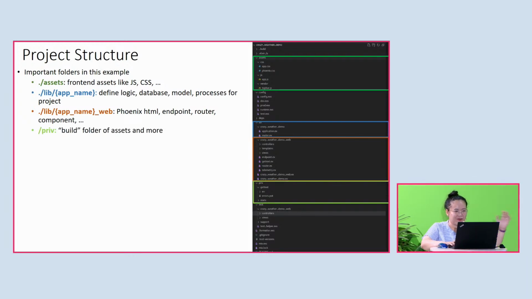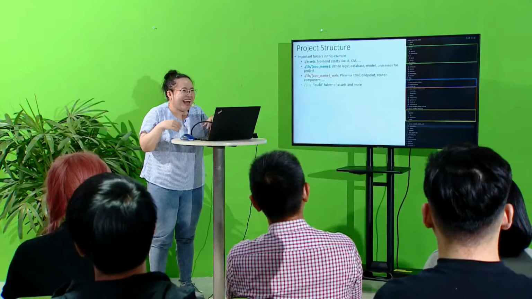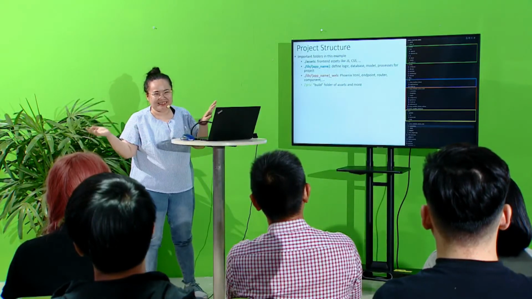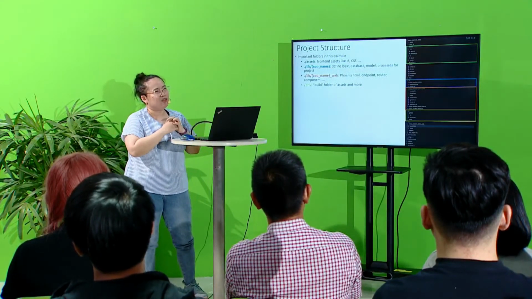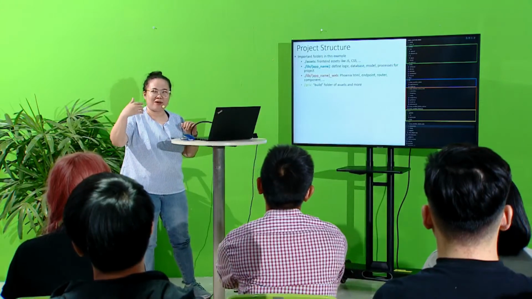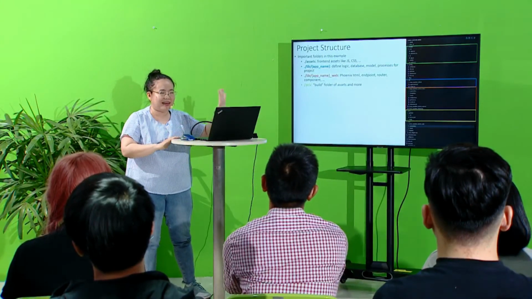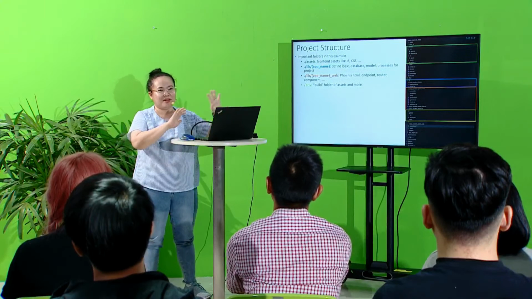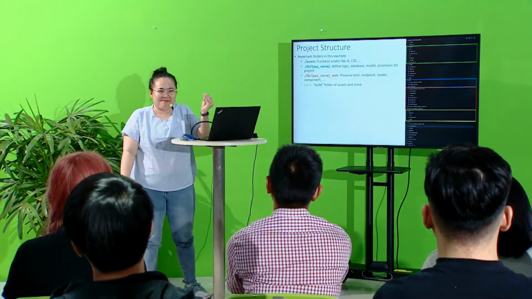And we have the priv folder there. Does anyone know what priv stands for? Private? I tried to search for it on the internet, but it was not clear. The one who created Elixir just used this abbreviation for a long time, so they just use that. I don't know if priv is private or privilege. Anyway, we have the priv folder.